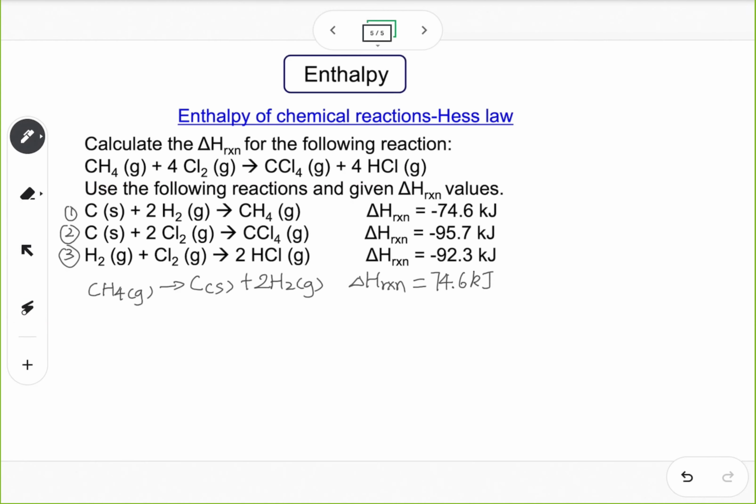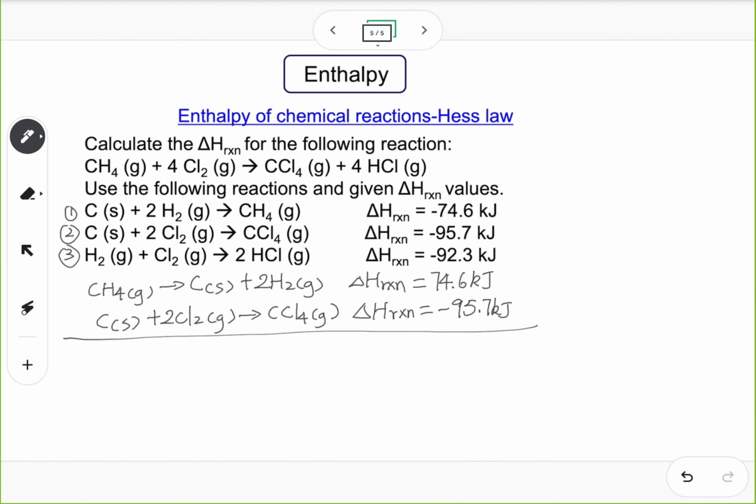Okay, so what I need to do is I'll copy the second reaction at the bottom here: Cl2 gas generates CCl4 gas. Now, the delta H reaction associated with this reaction is right here, negative 95.7 kilojoule. When you add this reaction, as you can see, carbon can be canceled. So you end up with CH4 gas plus two equivalents of Cl2 generates two hydrogen gas and CCl4 gas.